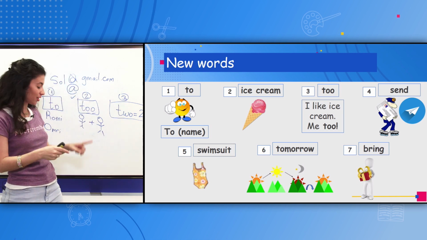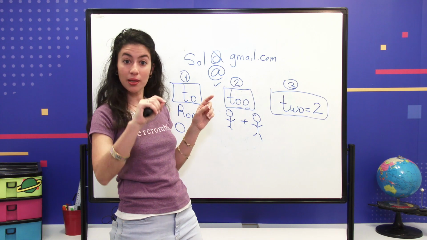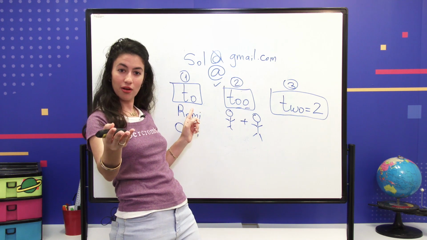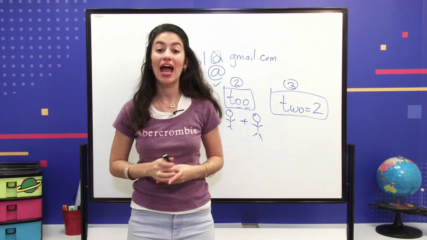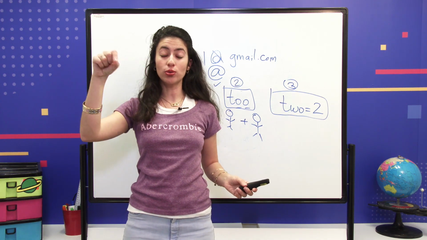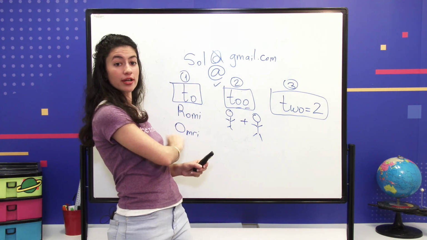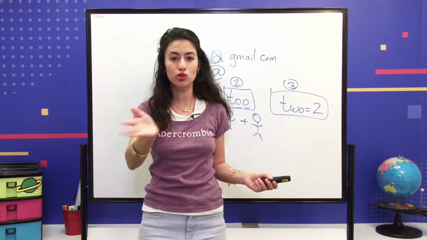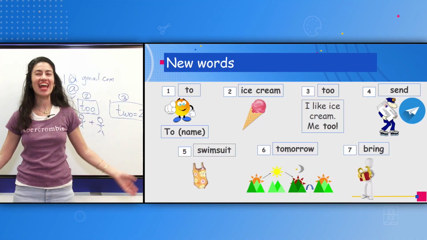Now, we will continue. I wrote an email to a friend. To Romi, to Omri. Again, I wrote an email to a friend. To Romi, to Omri. You can choose whatever friend you want. Number two, you know what I'm going to say?